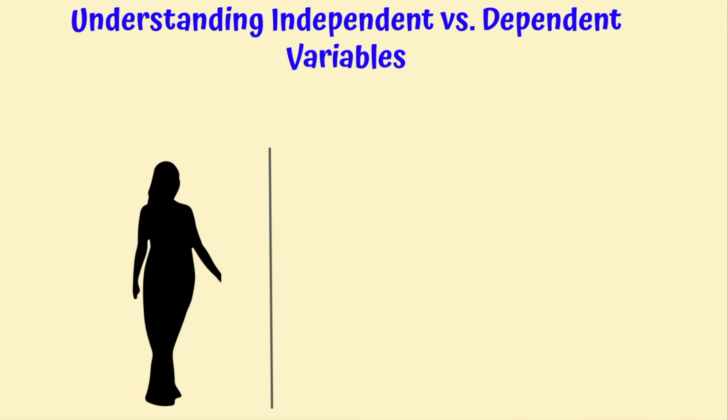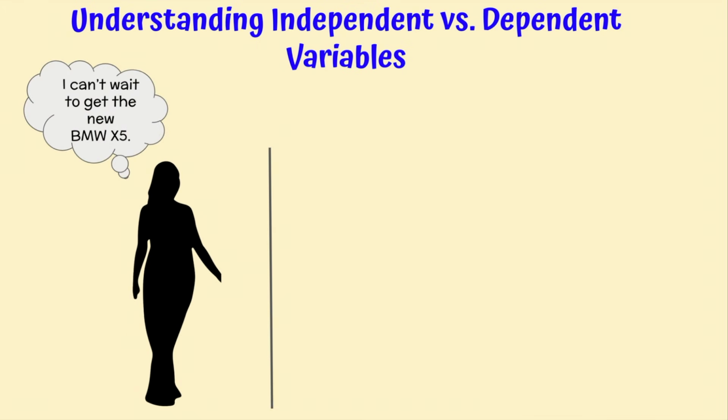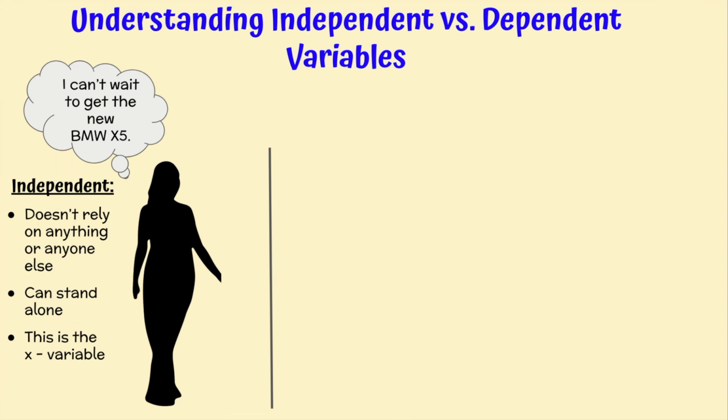Imagine this lady decides, I can't wait to get the new BMW X5. Can she make that decision on her own, or does she have to ask someone else? Well, she's an adult, she has her own money, and she can totally make the decision for herself, which makes her an independent variable. She doesn't rely on anything or anyone else. An independent variable can stand alone, and the independent variable is the x variable in examples.